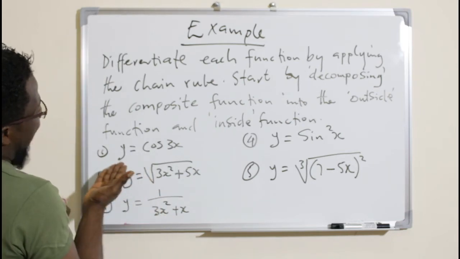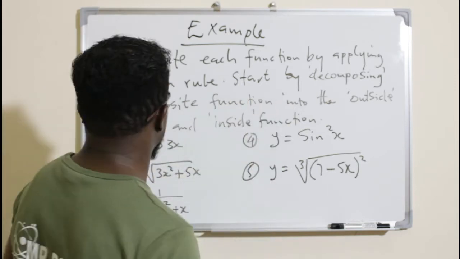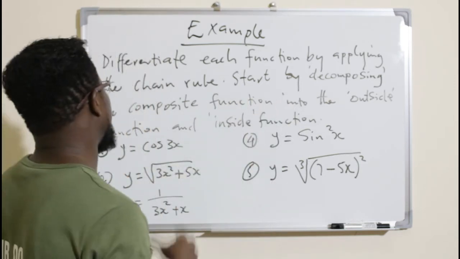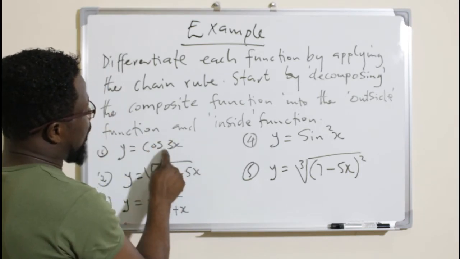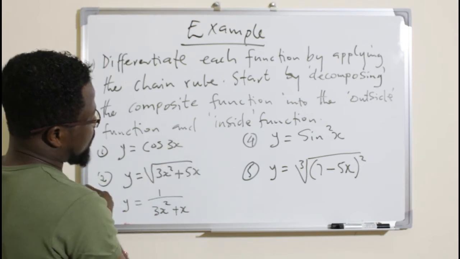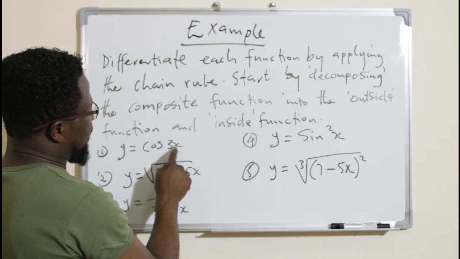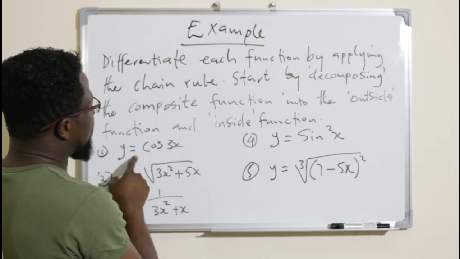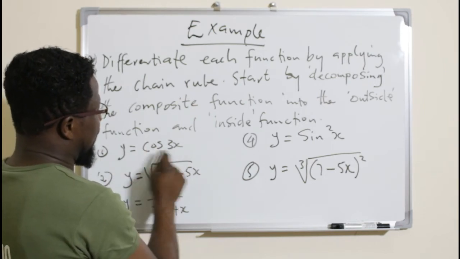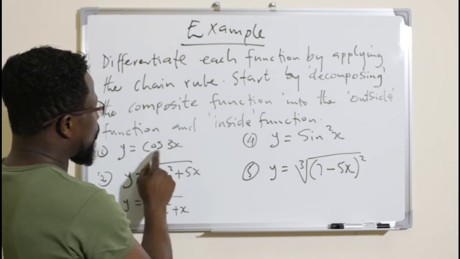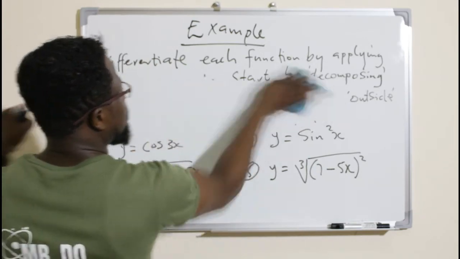Number one, we are given y is equal to cos 3x. So which one is the inside function and which is the outside function? We can see that here we can let u represent 3x. And then if u is represented 3x, we can put in place of 3x u, so that the y itself will become cos u. So the inside function is the 3x. And then the outside function becomes cos u. Right, so let's try and solve that now.